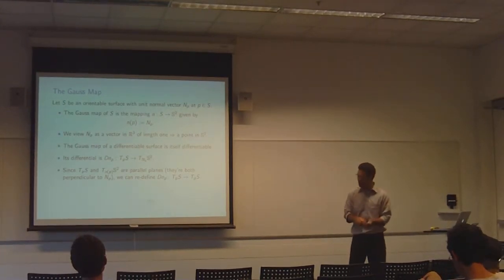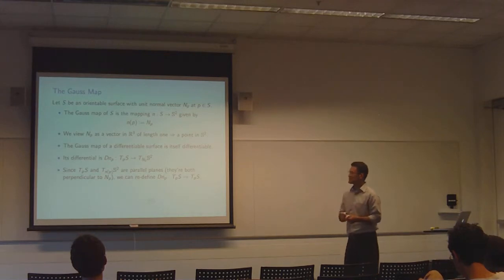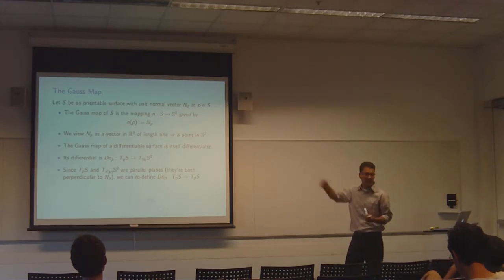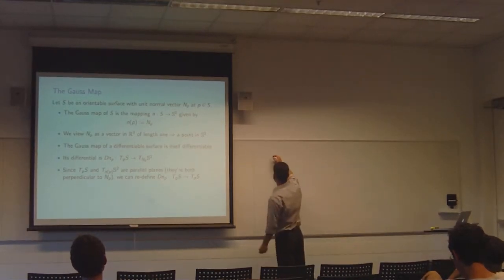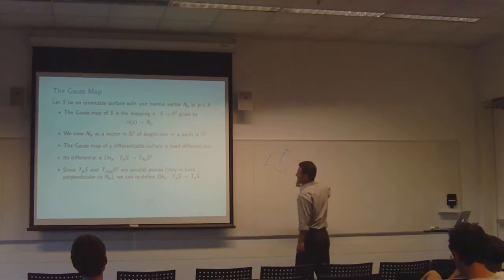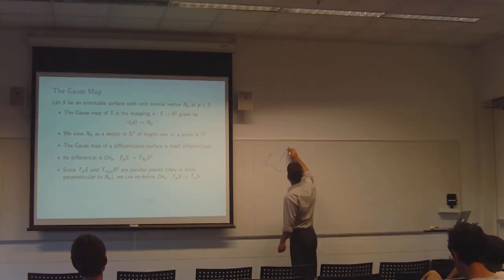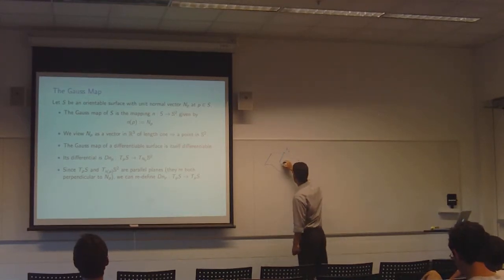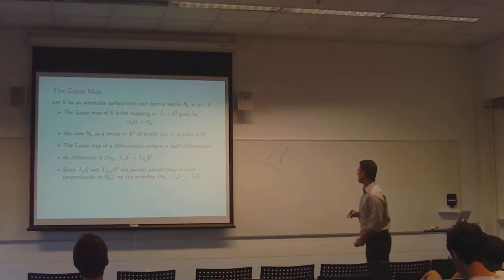Okay, so the Gauss map, we've already looked at this. It's in the context of curves. The definition is the same in the context of surfaces. So what you have is your surface here, and at every point you can have a unit normal vector, and then we say we are going to be on an orientable surface, so that this makes sense. Right? There's the unit normal vector.